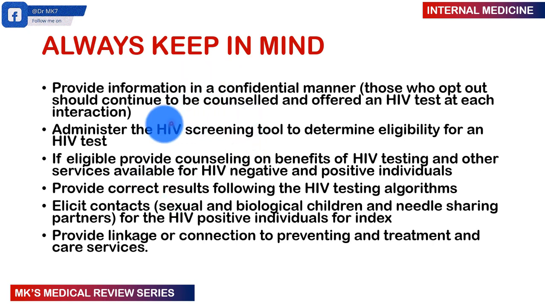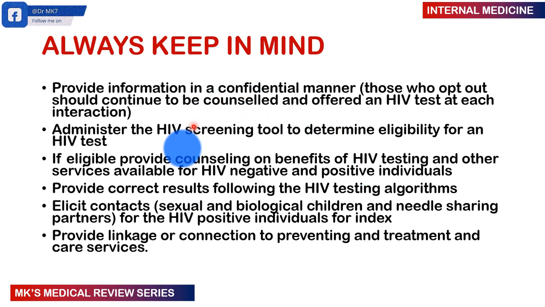Then, of course, we should also administer a screening tool to determine those that are eligible for HIV testing. And if indeed they are eligible, then these people are going to be provided with counseling on the benefits of getting an HIV test. They're also going to be provided with services that are available for those that are HIV negative as well as those that are HIV positive. Then we should provide the correct results following an HIV testing algorithm. I will show you this algorithm very soon during this lecture.